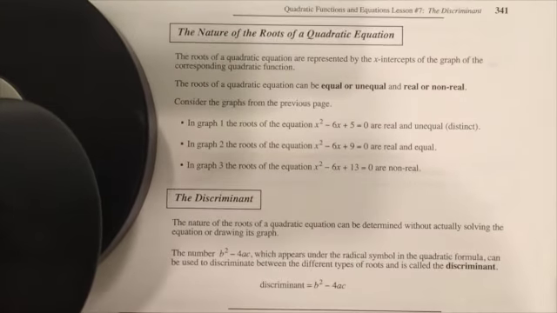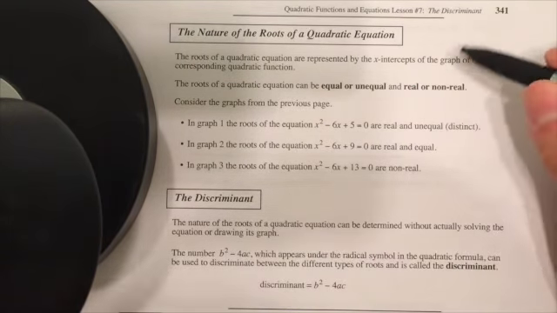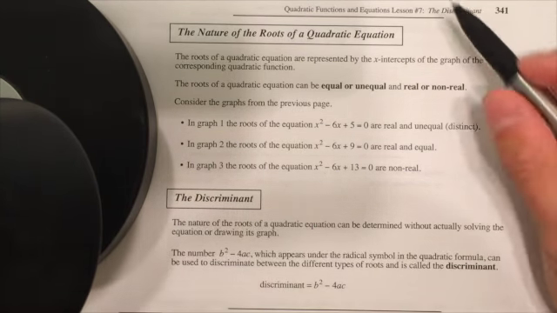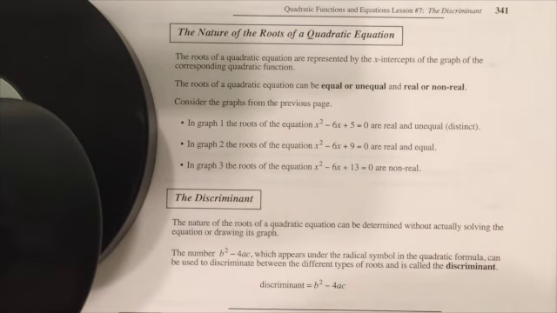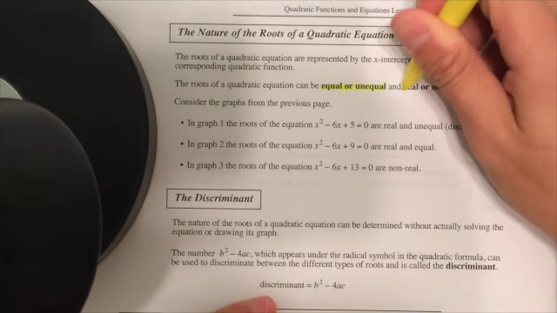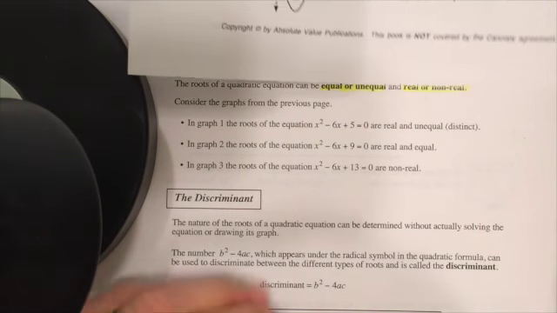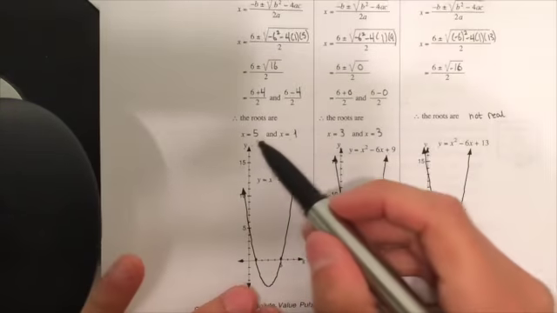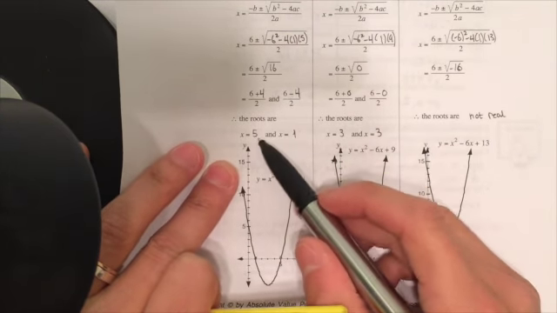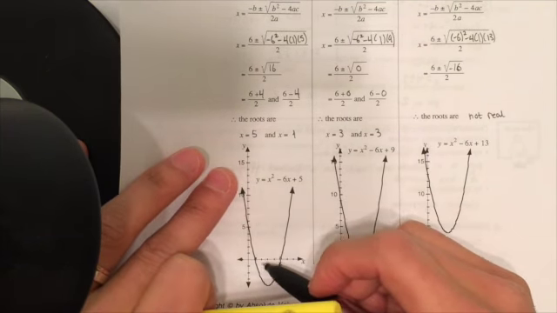All right, so if we're working with the roots of a quadratic equation, and remember those represent the x-intercepts of the graph of the function. And so the roots of a quadratic equation can be said to be equal or unequal, real or non-real. And so if we consider these graphs, here we had roots that were not equal, but they were real, right? They're not the same as each other. This is a 5 and that's a 1. So they're not equal, but they are real.